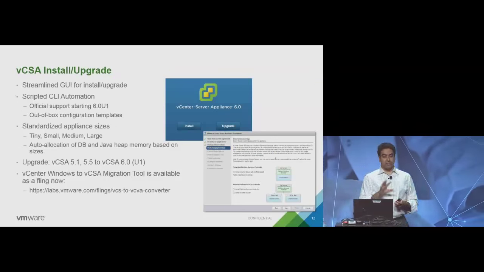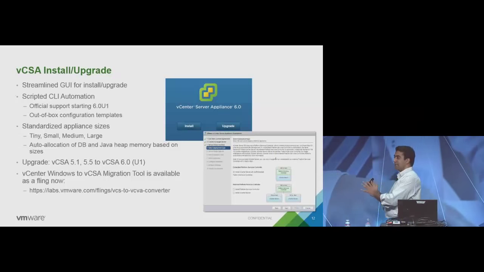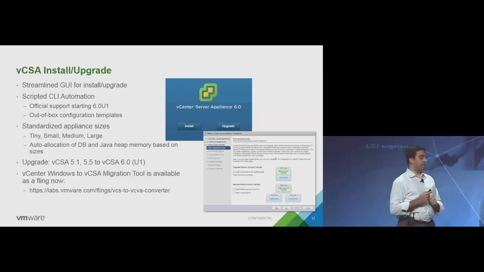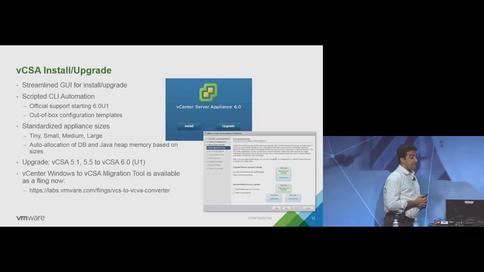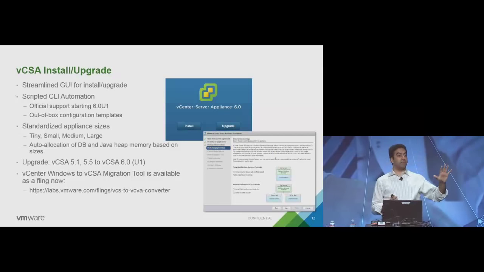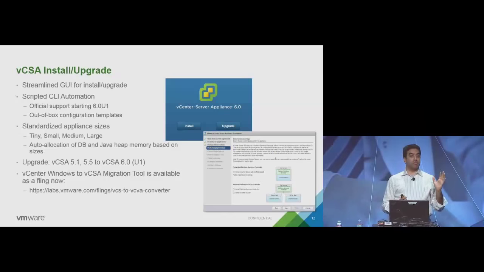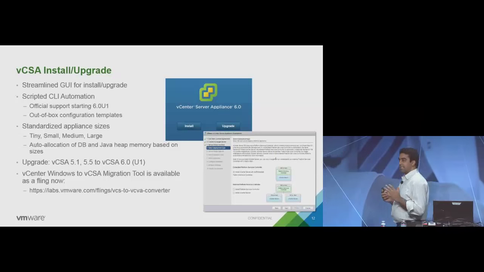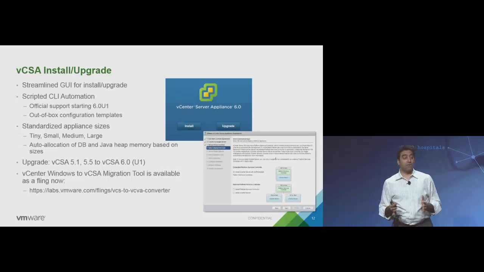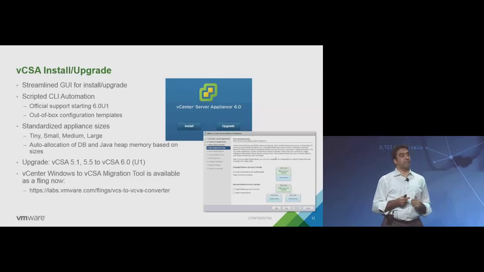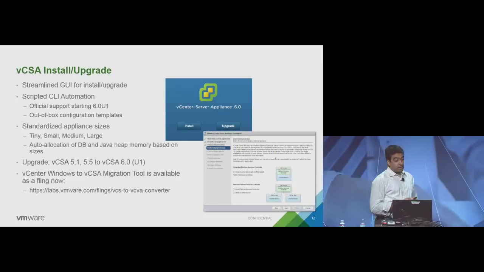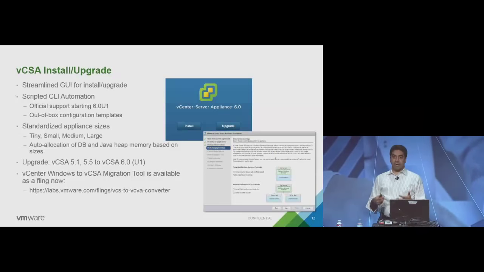So let me focus on the install and upgrade a little bit. There is a full-fledged session on it. This is a sneak preview, and folks who are interested can attend that session. For the appliance installer, there's a GUI installer available. There is also scripted CLI automation support. There was a tech note about it before. We have done more testing on it in 6.0, so you should feel more confident in using the scripted CLI option starting with 6.0. Also, when you deploy the appliance, it comes in different sizes.